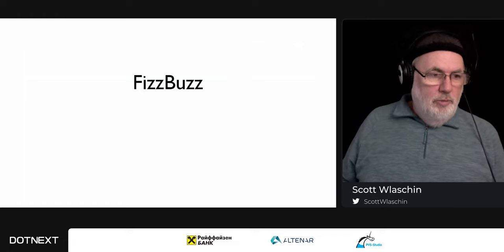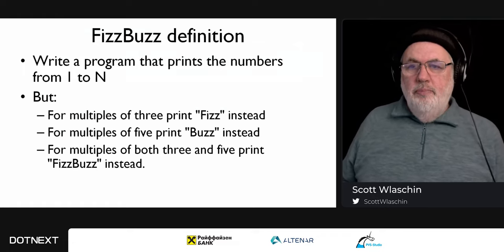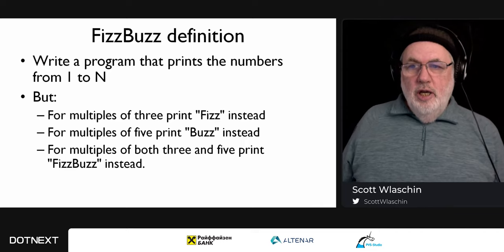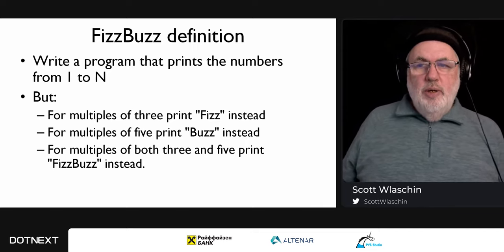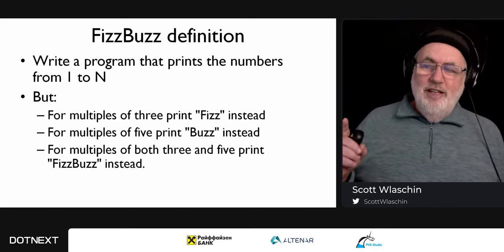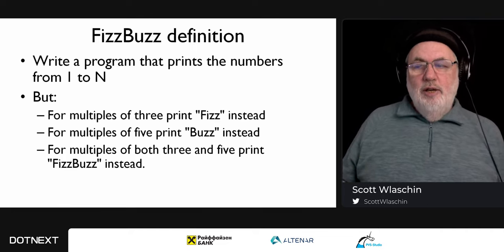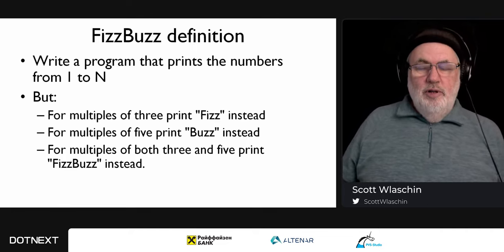Right, now let's talk about FizzBuzz. So I think everyone's familiar with FizzBuzz. You just print out numbers 1 to n, but every time it's a multiple of 3, you print out fizz. Every time it's a multiple of 5, you print buzz. And 3 and 5, you print FizzBuzz.